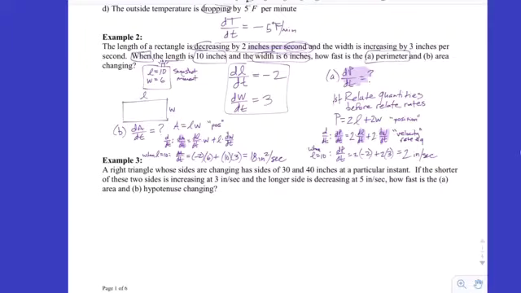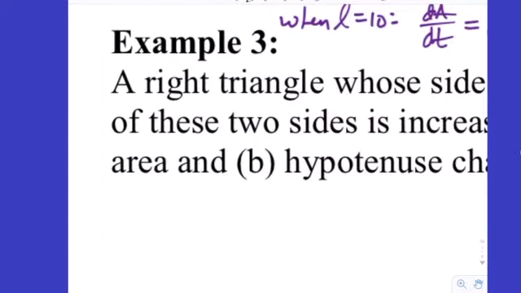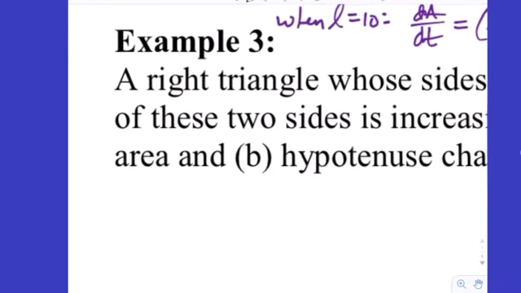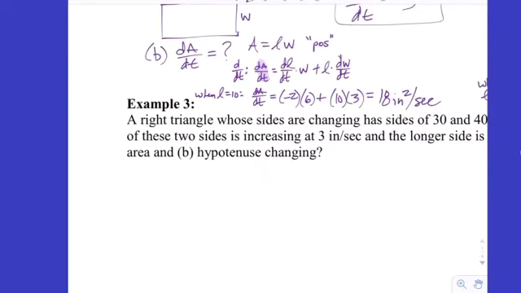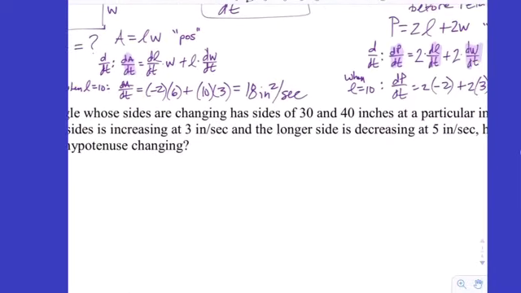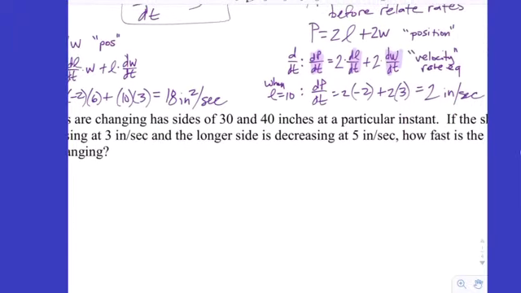But the method is the same for all problems. Example 3. A right triangle. Ooh, lots more interesting than a rectangle. This is a right triangle, guys. Whose sides are changing? Oh, they're changing. Great. The sides are 30 and 40 at a particular instance.